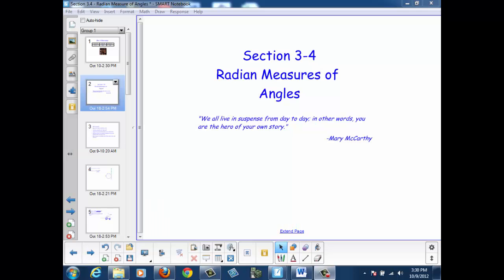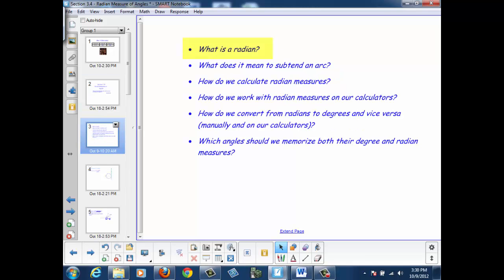Welcome to section 3.4, Radian measures of angles. After this video, you should be able to answer these questions. What is a radian? What does it mean to subtend an arc? How do we calculate radian measures given degrees? And how do we work with radian measures on our calculators? How do we convert from radians to degrees and vice versa, manually and on our calculators? Which angles should we memorize both their degree and radian measures?